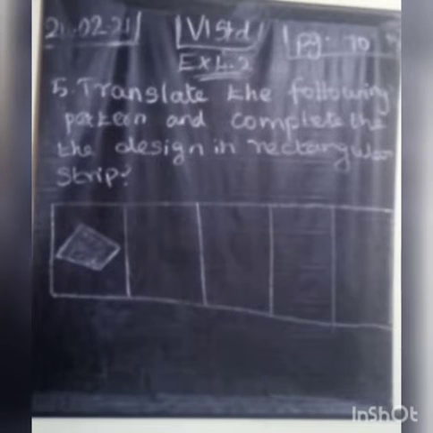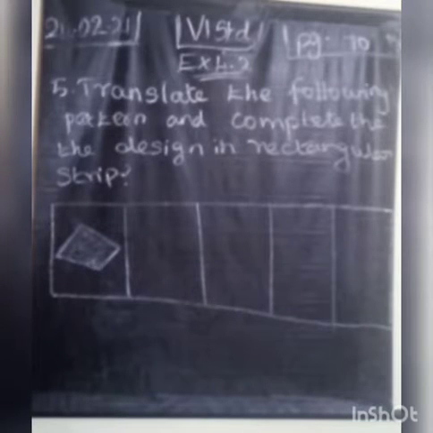See about exercise 4.2, taking question number 5. The question is, translate the following pattern and complete the design in rectangular stripe. In this problem they are given the patterns. So here we have to find the translational symmetry. Already we know about the translational symmetry.